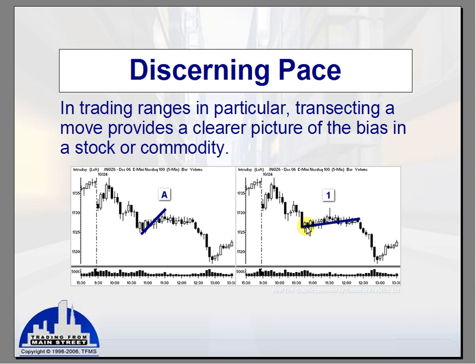By transecting the move, it becomes more apparent that the overall correction off the lows is really much more gradual than the drop off the early morning highs, hence allowing for a much stronger breakdown into 1300 or 1 o'clock Eastern.